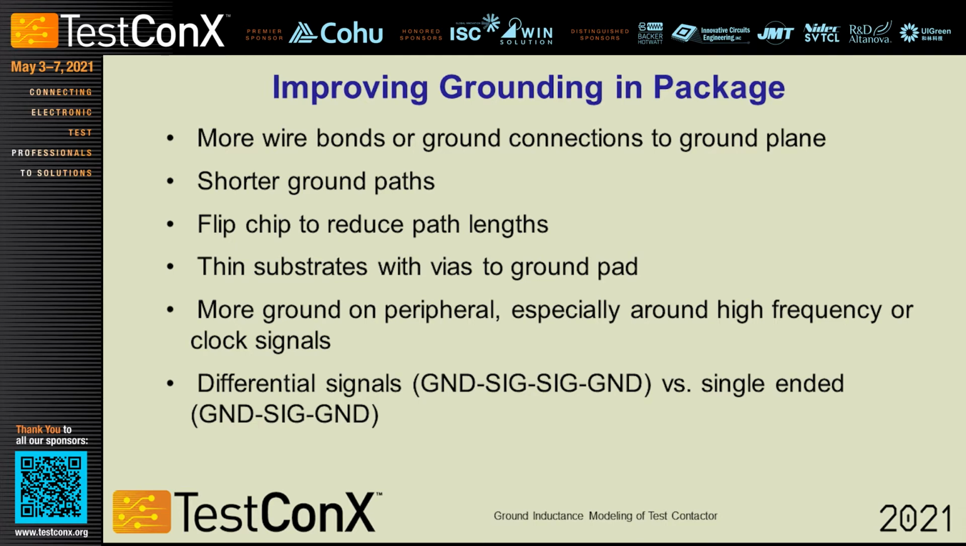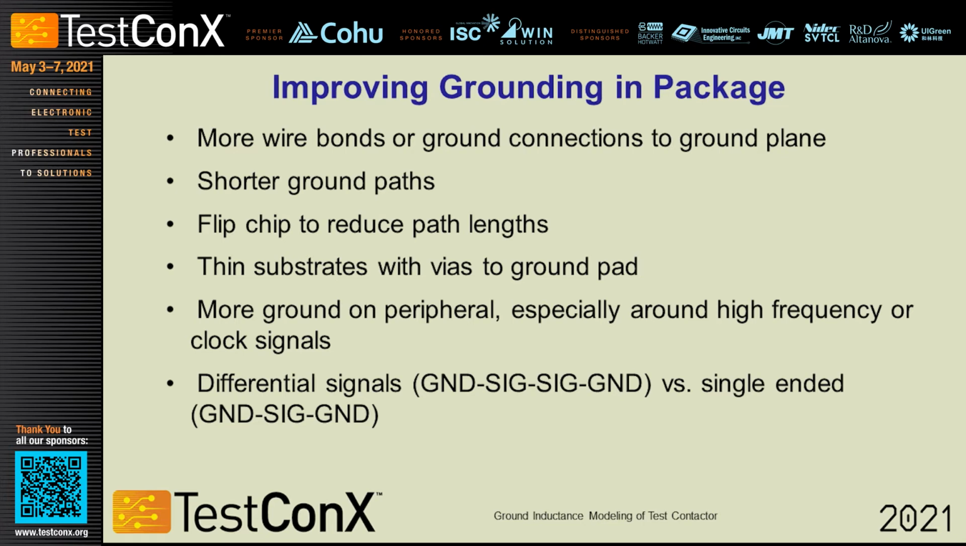Now I'll talk about how to improve the ground inductance in the package, contactor, and device. Inside the package, the more wire bonds or ground connections you have to the ground plane, the better off you'll be, and typically the more margin you'll have. If you can make these ground paths shorter, that's better from a ground inductance standpoint.